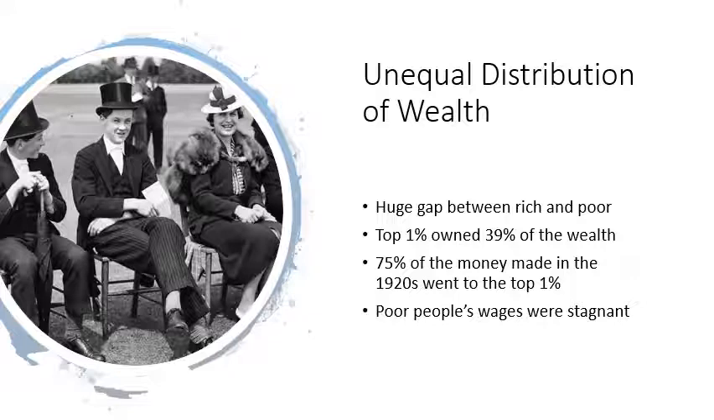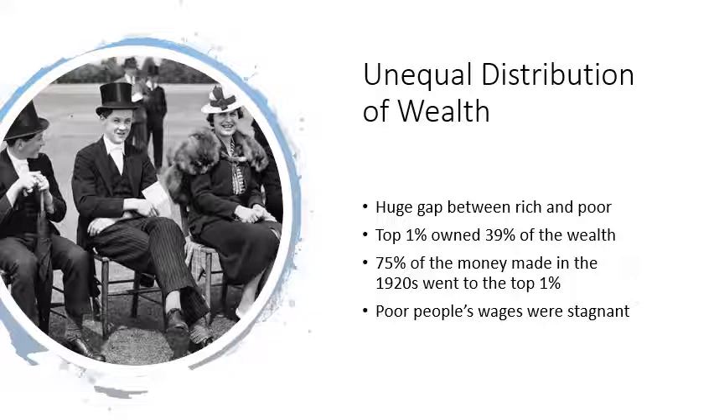Another thing that has occurred due to this massive economic growth over the last 50 years is that there was an unequal distribution of wealth. So you remember how the robber barons had gotten so rich, so filthy rich, and there's a huge gap between rich and poor people. The top 1% owned 39% of the wealth. So the top 1% of people in the country owned 39%. So that's over a third.